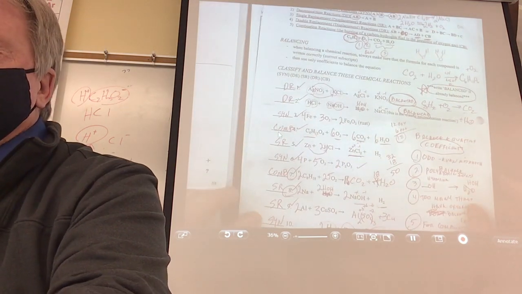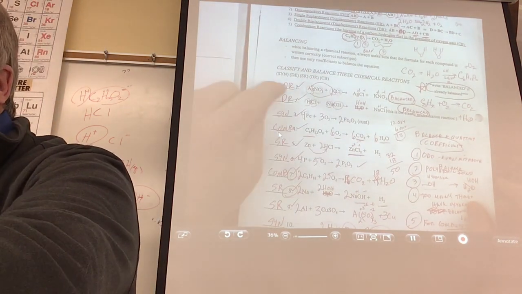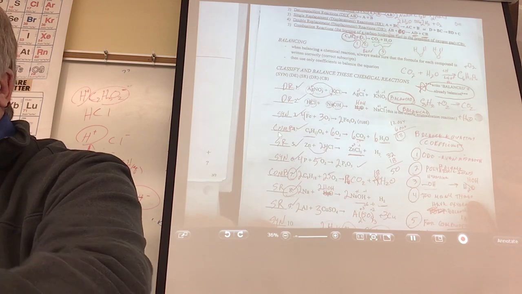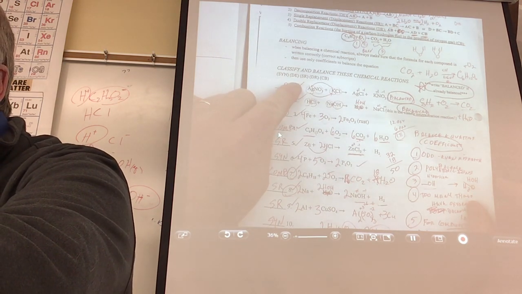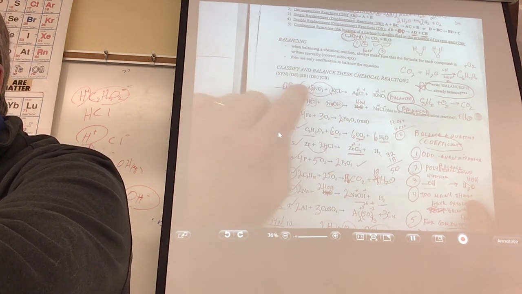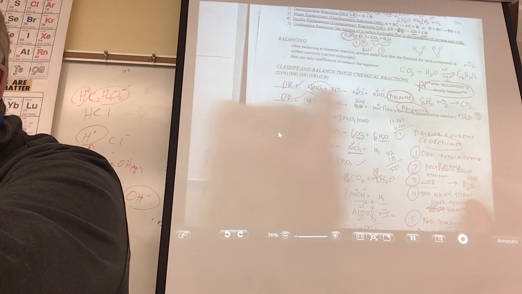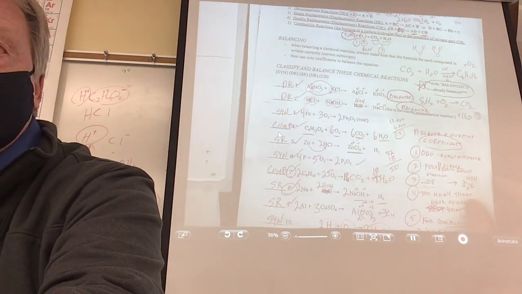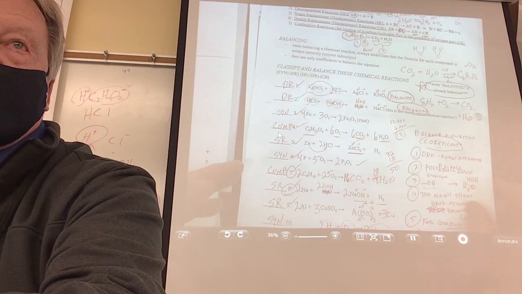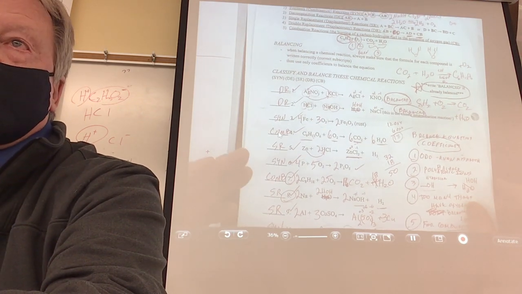This page here, this is what we did yesterday. It's your job to make sure you classify these. And then these little check marks mean I classified and I balanced it, or I classified and wrote balanced because it was already balanced. See that? And I double checked my work. Why would I not get it perfect on my homework?